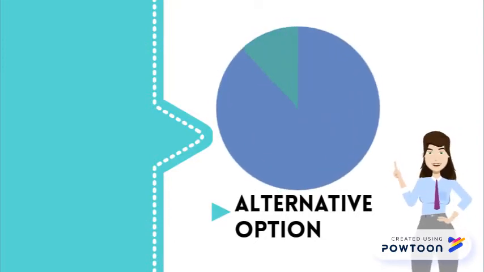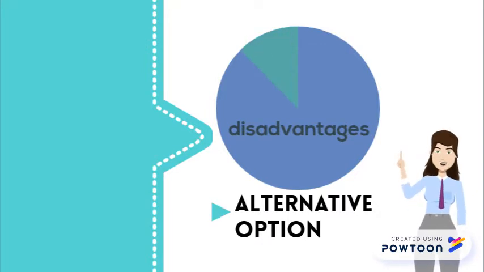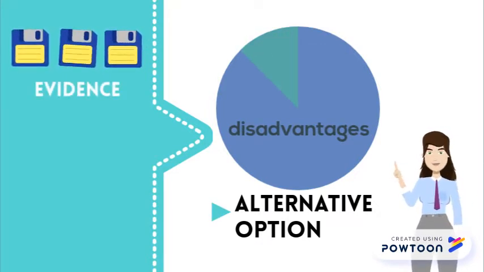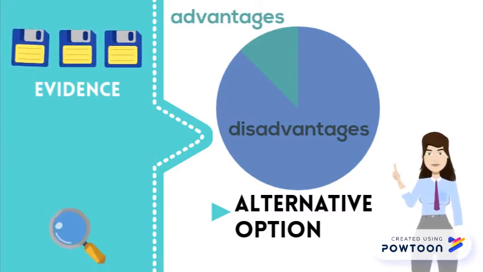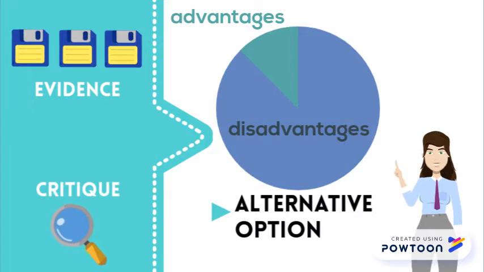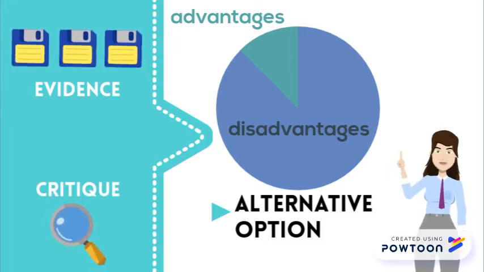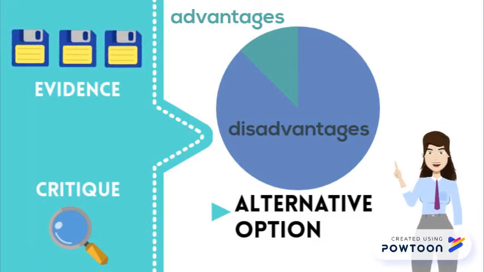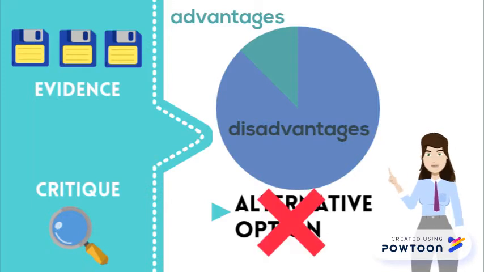Write about the disadvantages of this option first and use evidence to support your analysis. You'll also want to mention an advantage to show you have considered this option from all sides. Just make sure you critique this advantage by explaining why the disadvantages outweigh the advantage and use evidence to strengthen your critique. This will actually help to prove why this option isn't the best.